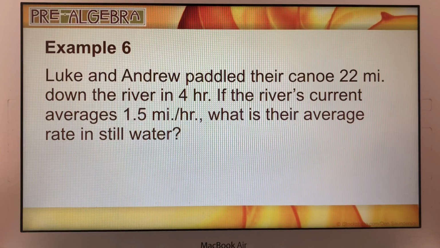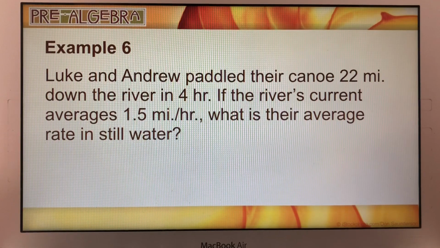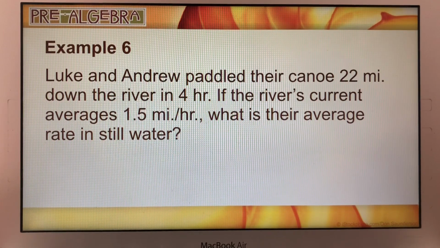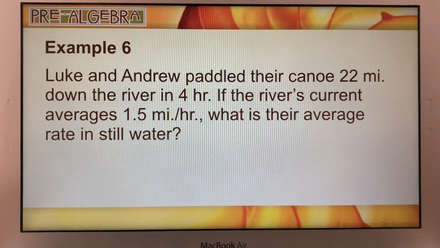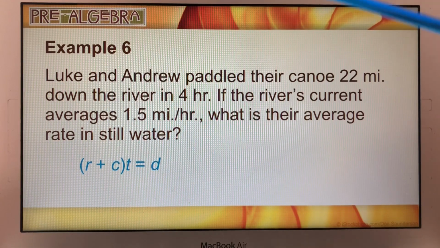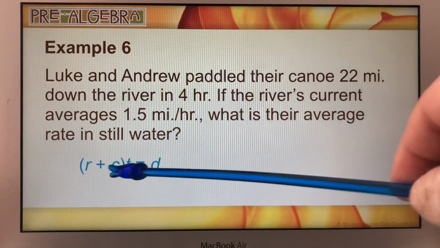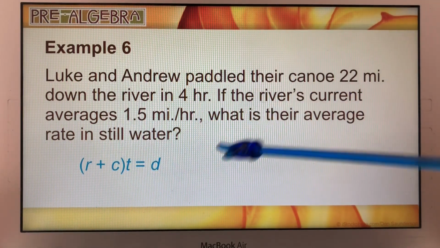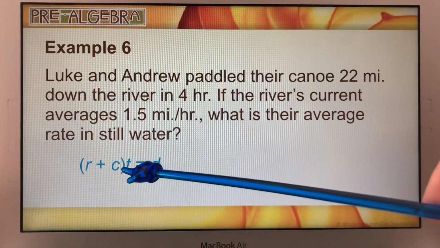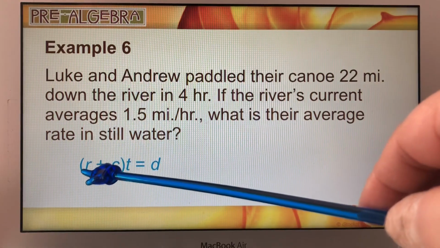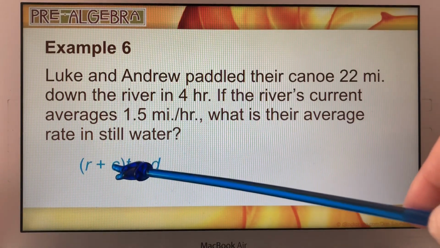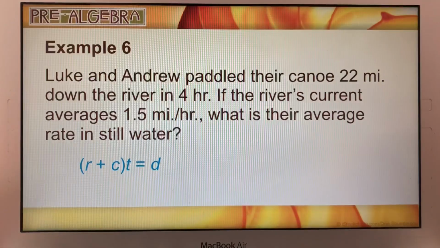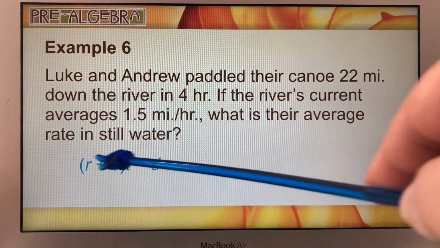All right, next example here. Luke and Andrew paddled their canoe 22 miles down the river in 4 hours. If the river's current averages 1.5 miles per hour, what is their average rate in still water? Okay, so now we have the rate plus the current. The current is the speed of the river. And so we have to add the river's current and their rate of speed for the paddling. That's going to give us the total rate.